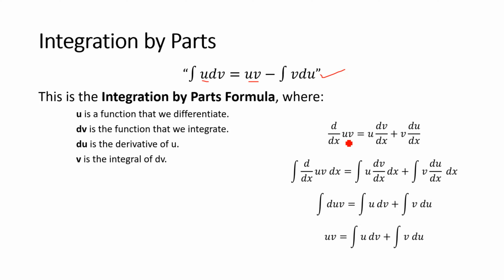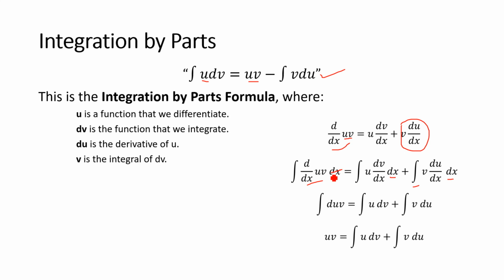For example, we have the functions u and v, and if we take the derivative of this function uv, then according to the product rule, this will become u dv by dx plus v du by dx. Now if we take the integral of these functions with respect to x, then we will have the integral of d by dx of uv dx is equal to the integral of u dv by dx dx, and similarly this term inside this integral.